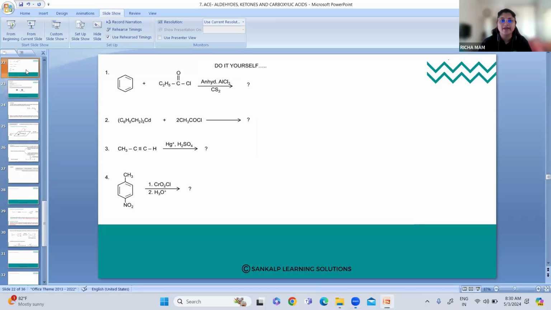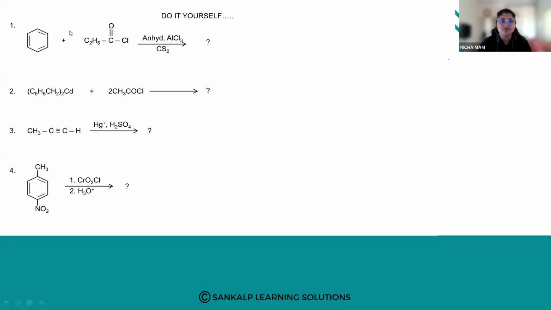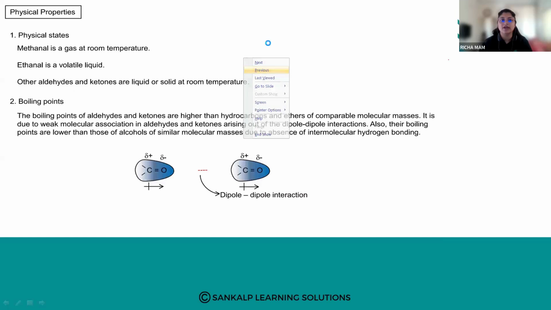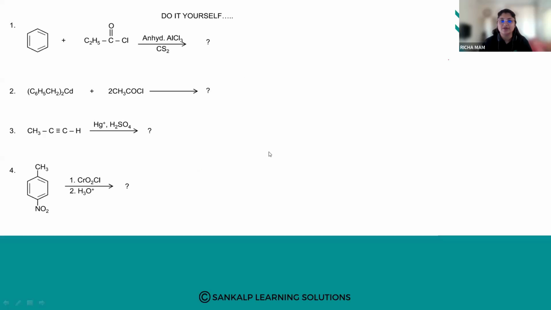Okay, so Bhagya has also understood. Fine. So these were the four questions which we have seen. The first one is different. If you want, you can try this first one. The alkyl group is different.